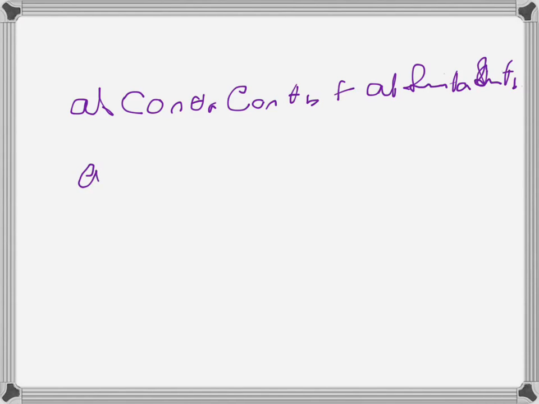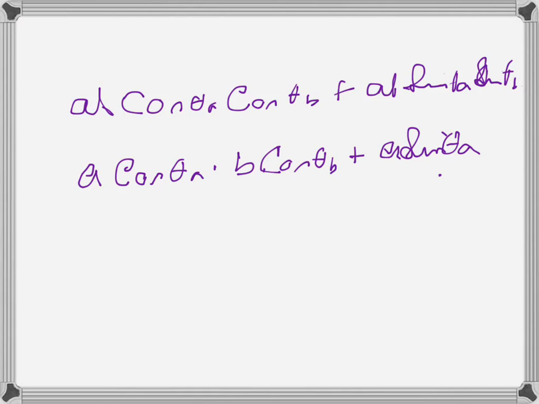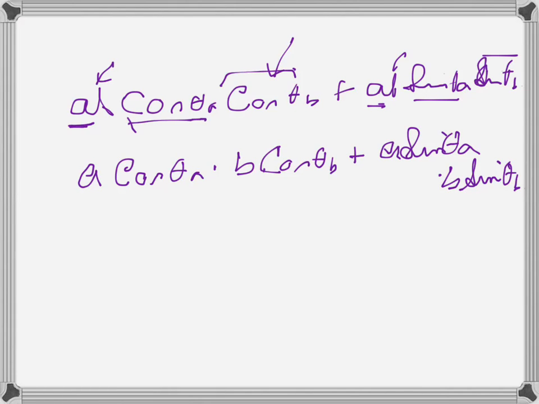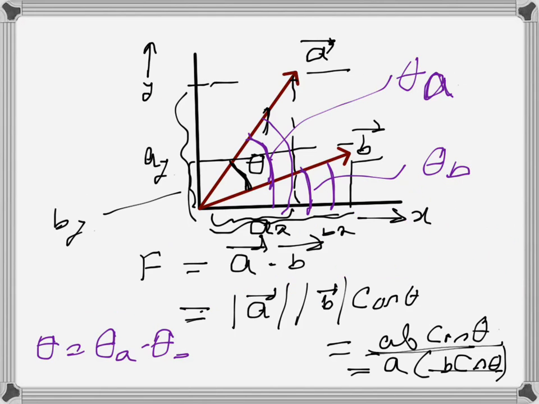Now we can write it this way: A cosine theta A and B cosine theta B. I am just rearranging, nothing else. Similarly this one we can write as A sine theta A times B sine theta B. All I have done is write A with cosine theta A and B with cosine theta B here, and A with sine theta A and B with sine theta B there.